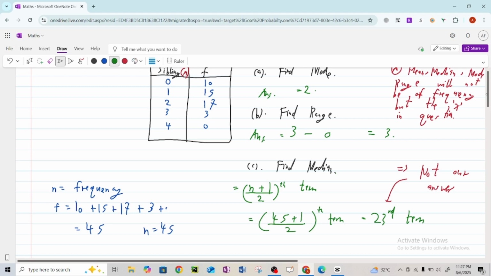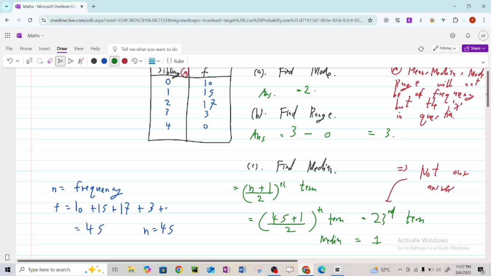Second, we add them. 10 plus 15, 25. That means the 23rd term is in the second one. So you're going to have 1. That is your answer. So the median is going to be 1.